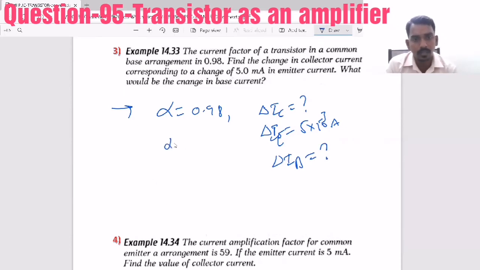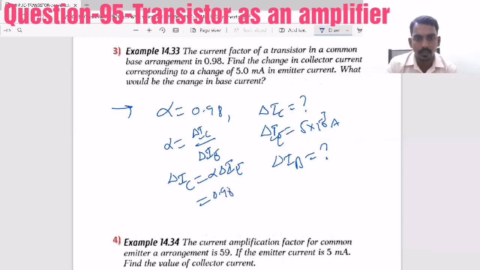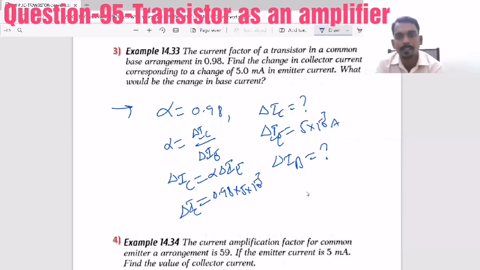Now alpha means what? Common base. Common base means delta IC by delta IE. Now delta IE they have given. So delta IC equals alpha delta IE. So alpha is 0.98 into delta IE is 5 into 10 power minus 3. That is delta IC. Now what would be the change in base current? Delta IB.